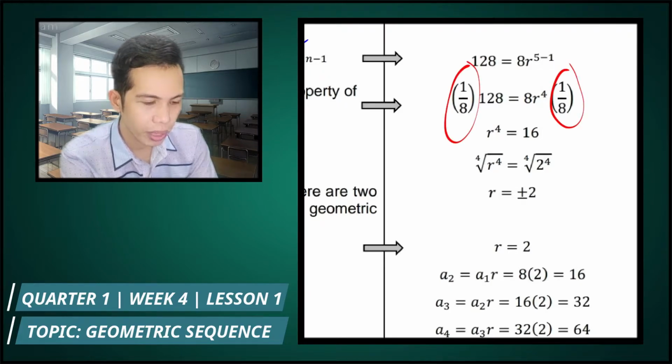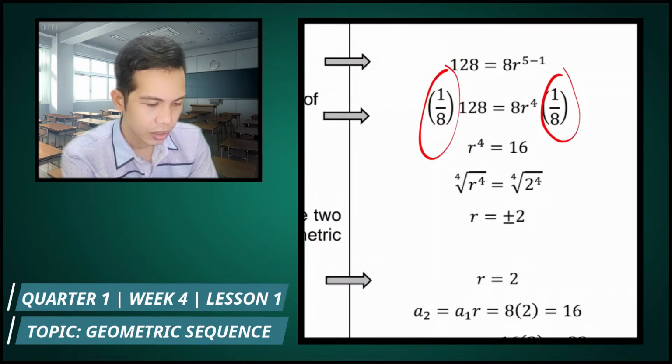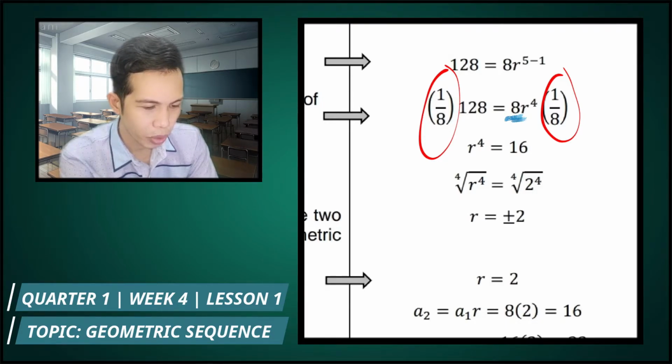Now some of you may ask, why 1/8? So remember, we are trying to solve for the value of r. So to make this possible, we have to divide out this 8 by multiplying by its reciprocal, which is 1/8. So if we multiply on the right side, we should do the same on the left side.